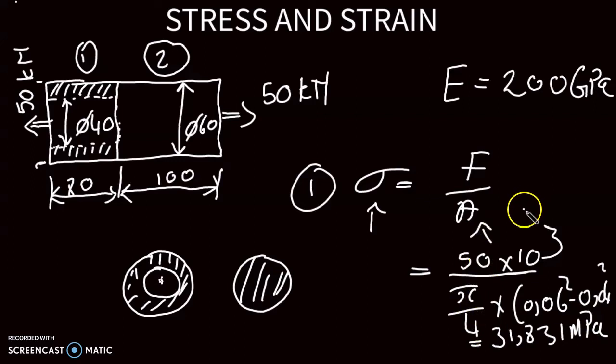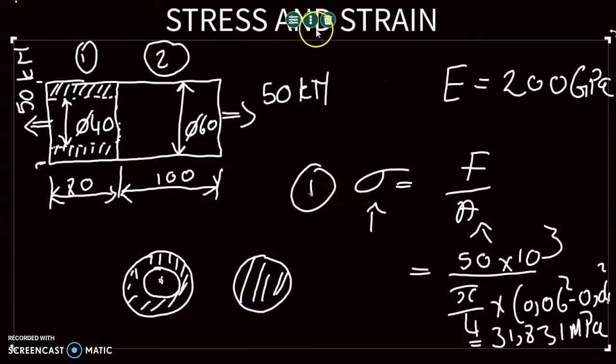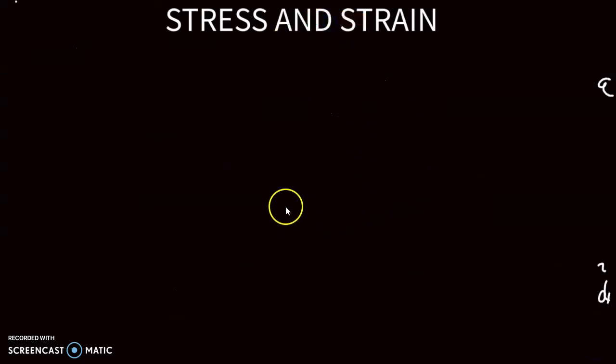If you are not sure which one will give you the maximum stress or the minimum stress, calculate the stress for this member and for this member, and then see which one is the largest. And then we go to number 2. I'm going to erase all of this. Hopefully you have the diagram.